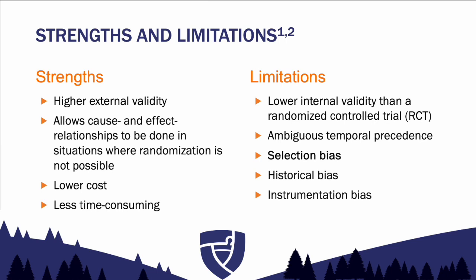Historical bias occurs when other events might be competing with our intervention and may be contributing to the outcomes we are seeing. For example, if we want to evaluate patients that are being seen in a new COPD clinic, but many of those patients are also enrolled in a COPD education course, it can be difficult to determine if their increase in proper inhaler use was due to the clinic or the education course.